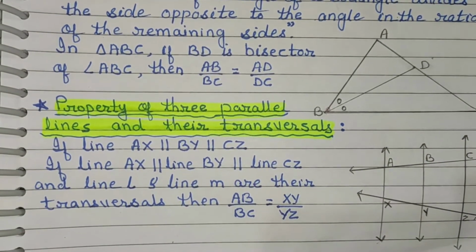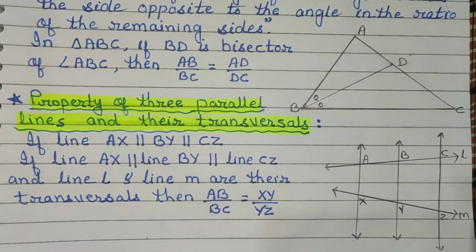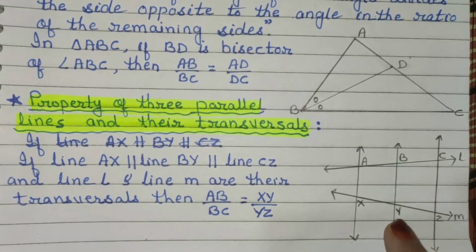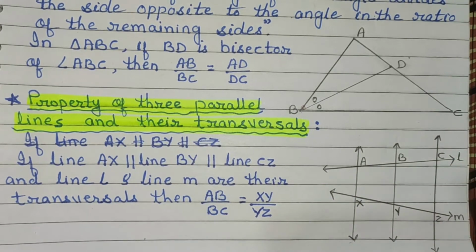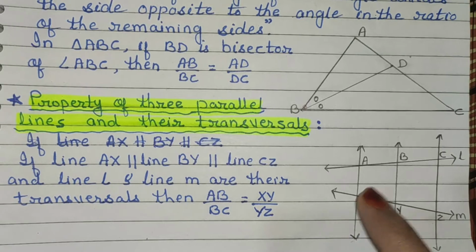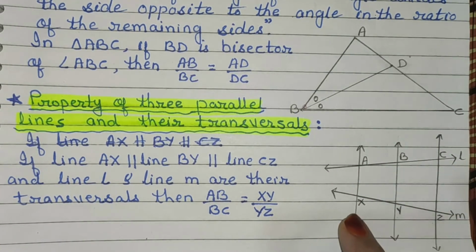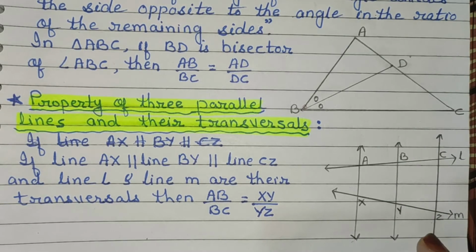Now next one is the property of three parallel lines and their transversals. Now look at the figure here. If line AX is parallel to line BY, which is also parallel to line CZ, and lines L and M are their transversals, then we can write here AB upon BC is equal to XY upon YZ.